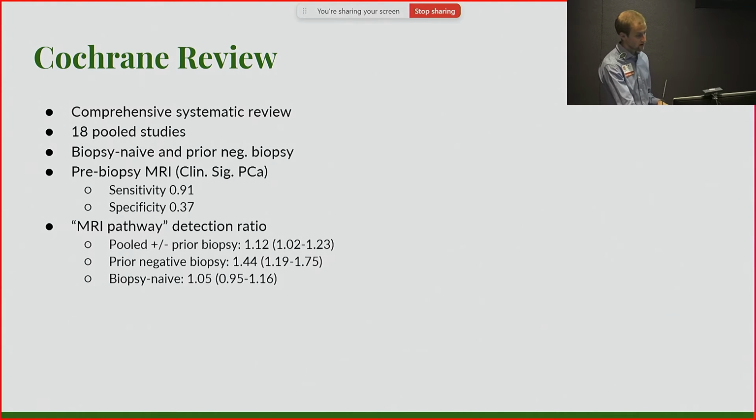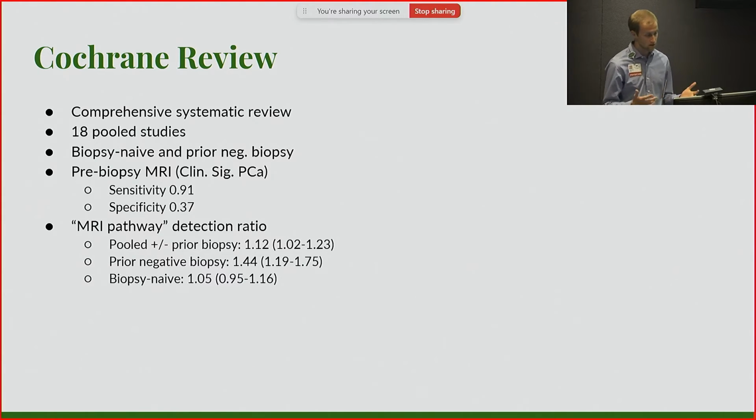There was a Cochrane review a few years ago also that was another systematic review. They looked at 18 studies, both biopsy-naive and people that had prior negative biopsies, having MRIs done, having targeted biopsies based on those MRIs. The pre-biopsy MRI sensitivity was 0.91. That seems to be pretty true. Like I talked about earlier, I usually quote about a 10 or 15% chance of missing a prostate cancer. That's right in line there. However, the specificity, not quite as great. Of course, we saw on that earlier study that there's plenty of men that have an abnormal lesion on the MRI that may be a clinically insignificant cancer, or it may not be cancer at all.